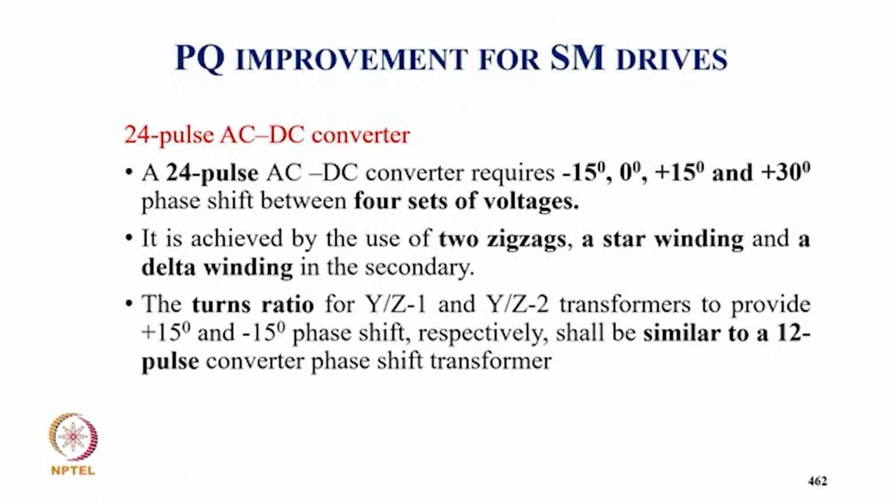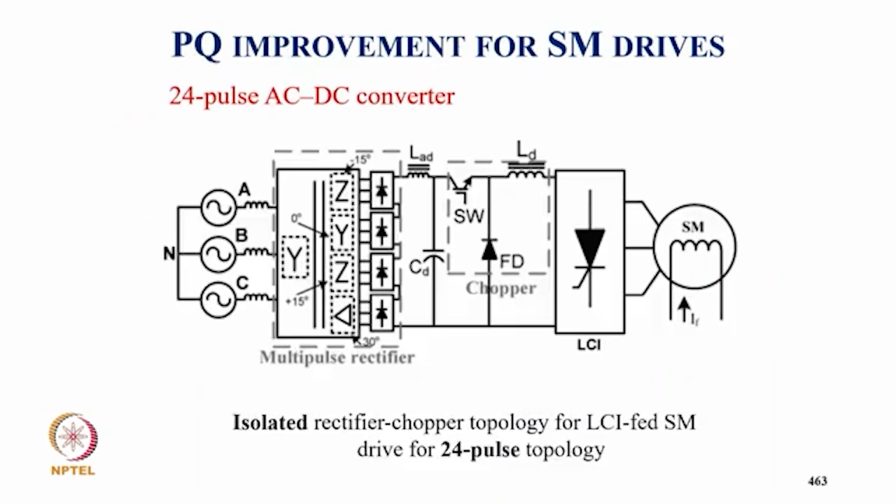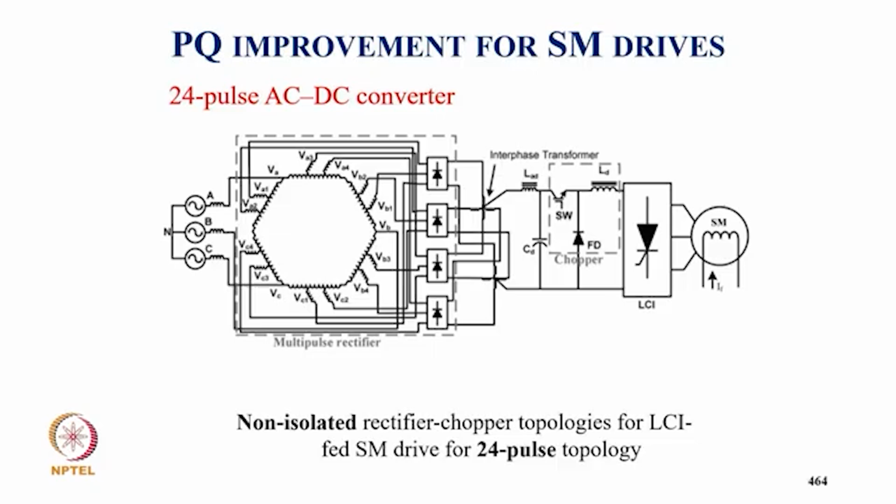So coming to the 24 pulse converter, the 24 pulse is going to require minus 15, 0, plus 15, plus 30 between the 4 sets, and it is achieved by use of 2 zigzags, a star winding and a delta winding in the secondary. The turns ratio of star zigzag 1 and zigzag 2 transformers for the plus minus 15 degree phase shift respectively, and the size is similar to the 12 pulse converter phase shift transformer.